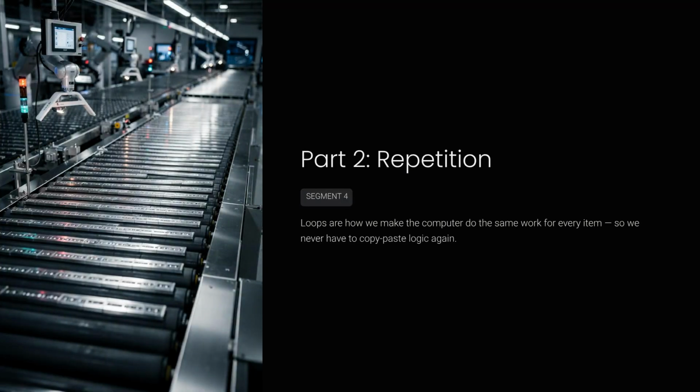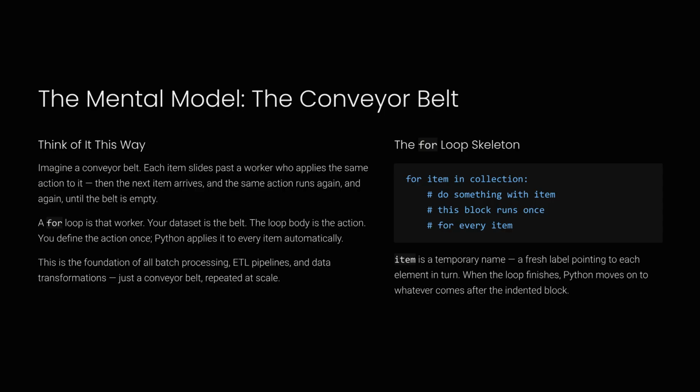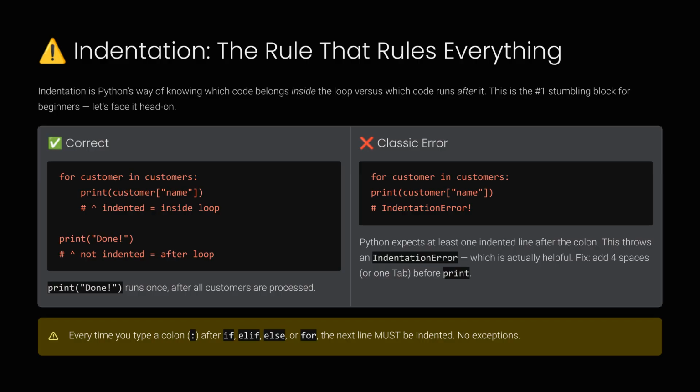Loops allow us to automate tasks, ensuring we never have to copy-paste the same logic for every item. Think of a for loop like a conveyor belt. The loop body is the action applied to each item as it passes by, repeating automatically until the collection is empty. Indentation is crucial in Python. It defines the scope of your loop. Remember, every time you use a colon, the following block must be indented.